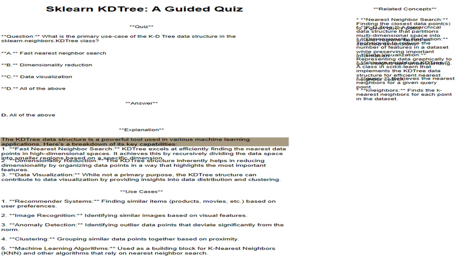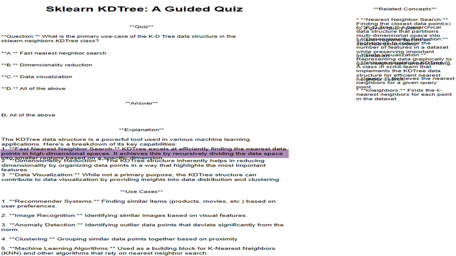Here's a breakdown of its key capabilities. D. All of the above. Nearest neighbor search: a fundamental problem in computer science and machine learning involving finding the data points closest to a given query point in a dataset. KD tree excels in providing efficient solutions for nearest neighbor search in high-dimensional spaces.